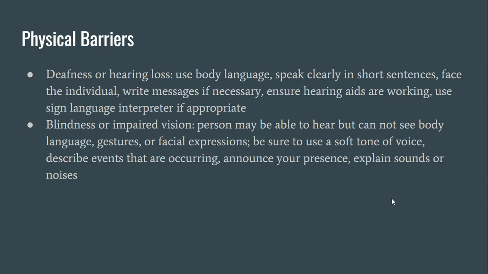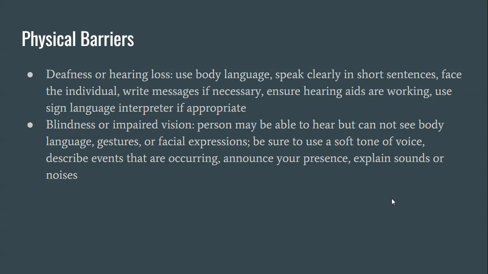So, looking a little bit more at physical barriers, a lot of times this is going to be relevant to deaf or hard of hearing and our blind or visually impaired patients. One thing we can do for our deaf or hard of hearing patients is use our body language, make sure we're speaking in short sentences, face them, especially if they're hard of hearing, write if necessary, and if they can read. Not every deaf person can read and write. If they have hearing aids, we want to make sure they're in and they're working. And then please, please, please, an appropriate sign language interpreter if necessary. Don't just try to rely on writing.